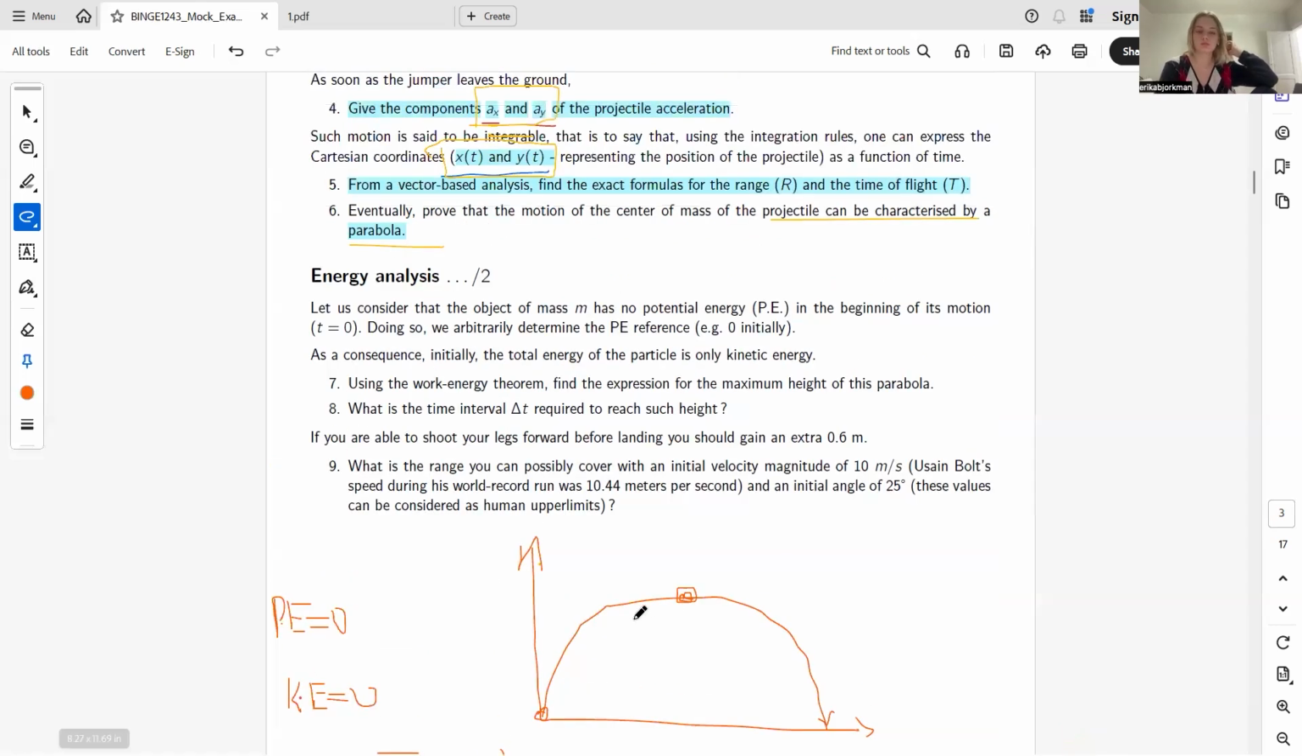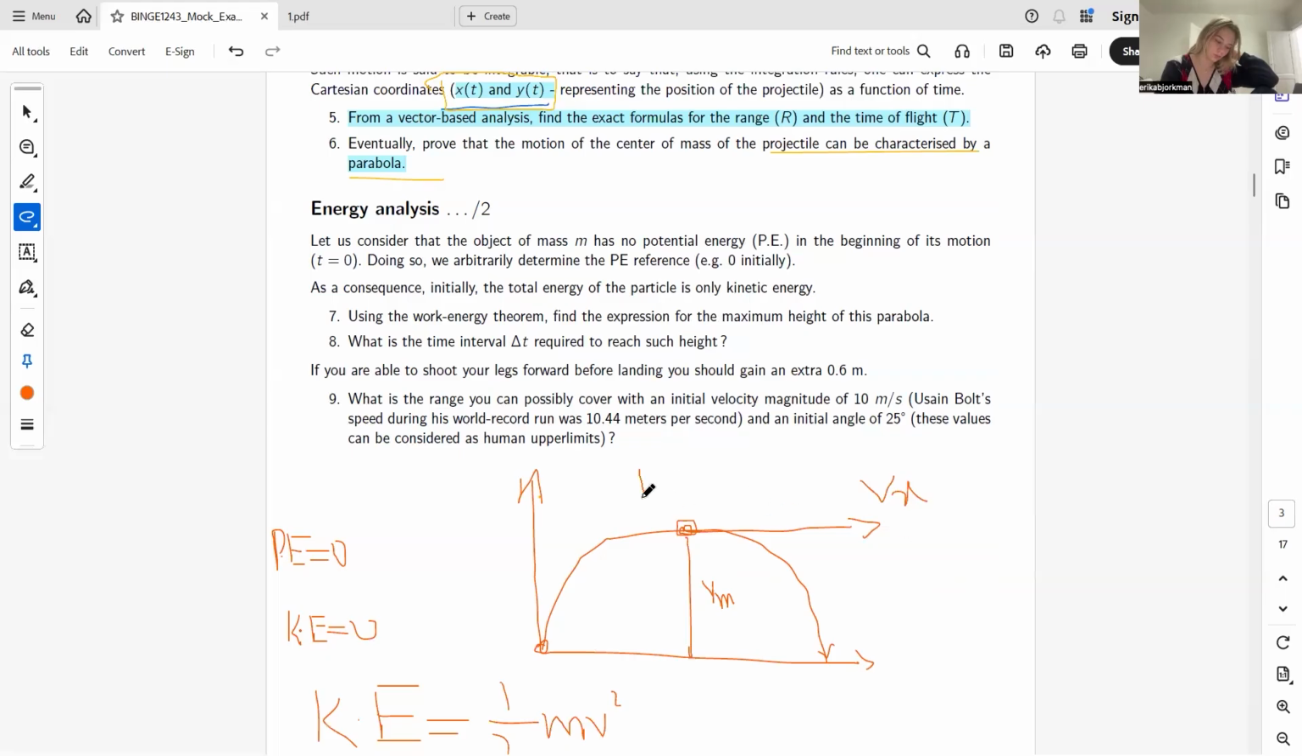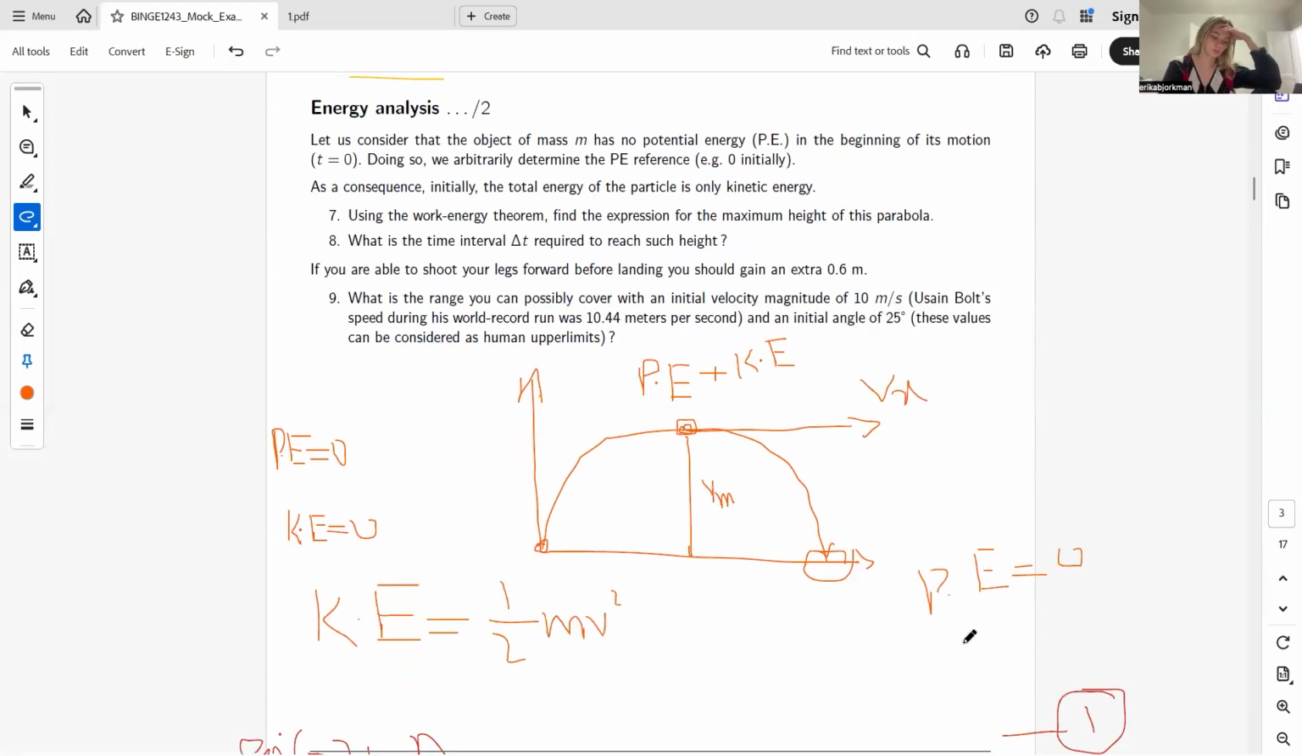At the top position, it has both height and kinetic energy. At this top position, we have only the horizontal component of the velocity, that is Vx, and it has some height Ym. Then at this position it will have both types of energy, potential energy plus kinetic energy. And at the ground position, it will again have both potential and kinetic energy equal to zero, because the law of conservation should be satisfied here. Finally, after hitting the ground, both types of energy are equal to zero.